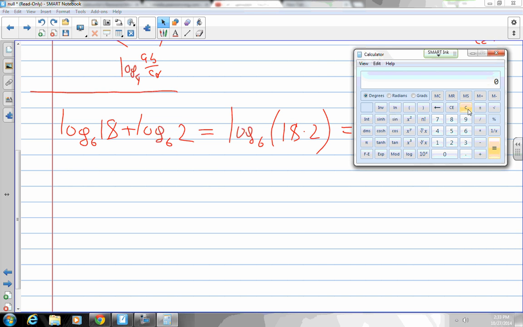Let me try it again. I did something wrong. Natural log of 18 divided by natural log of 6. That's my change of base formula. Yeah, that's better. So that's log base 6 of 18.